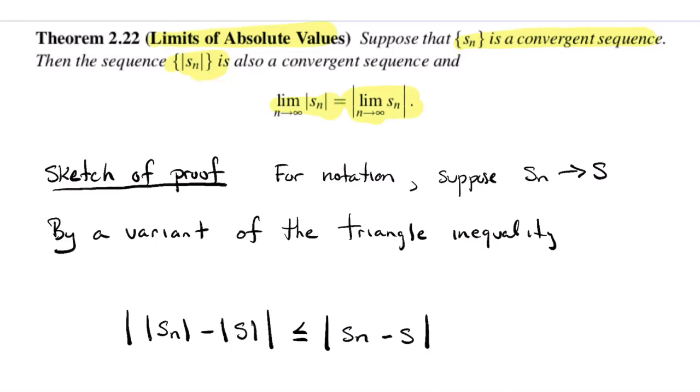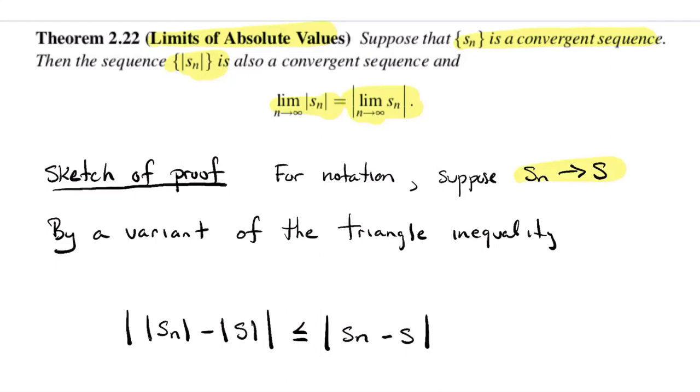It's a very nice statement, and in fact, it's a special case of something later on in this course when we start talking about functions and continuous functions. The absolute value is an example of a continuous function, and this limit statement is really a special case of a more general statement about limits of continuous functions. So I'm not going to give the whole proof, just sketching it. To establish the notation, you've got this sequence Sn, and let's say it converges to S.